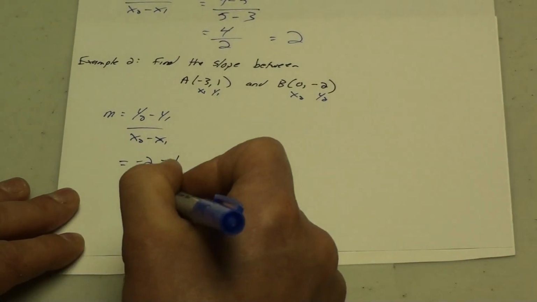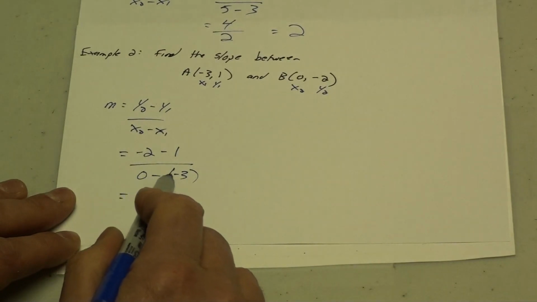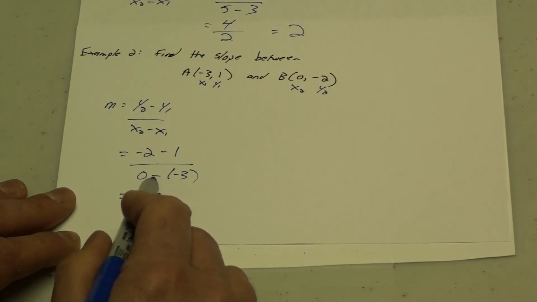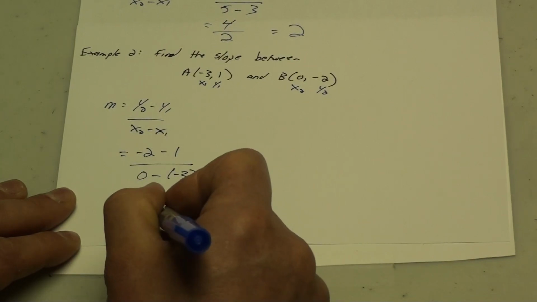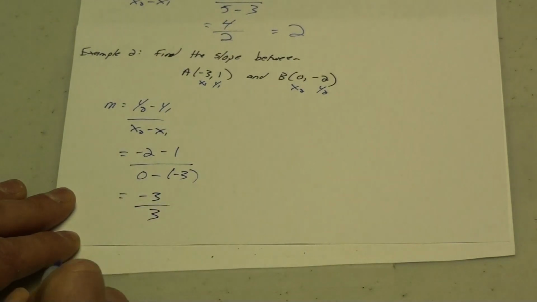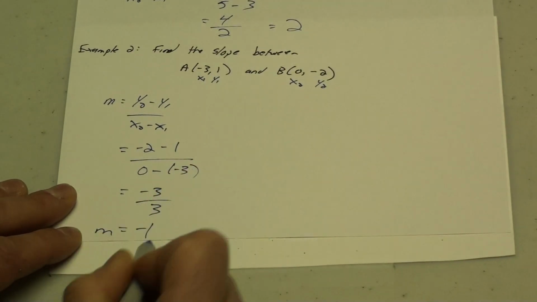Negative 2 subtract 1 is negative 3. 0 subtract negative 3. Subtracting a negative is like adding. 2 negatives make a positive. So I have 0 plus 3, which is just 3. So I have negative 3 over 3, which can be reduced down to negative 1. And there is my slope.